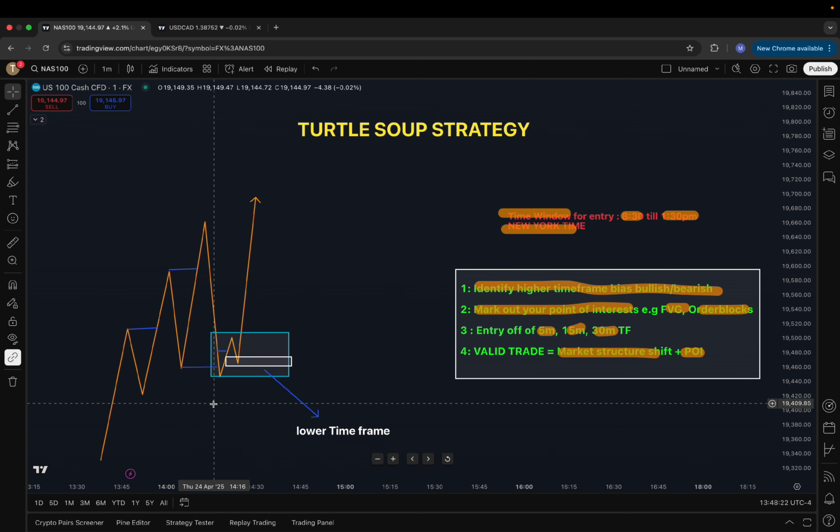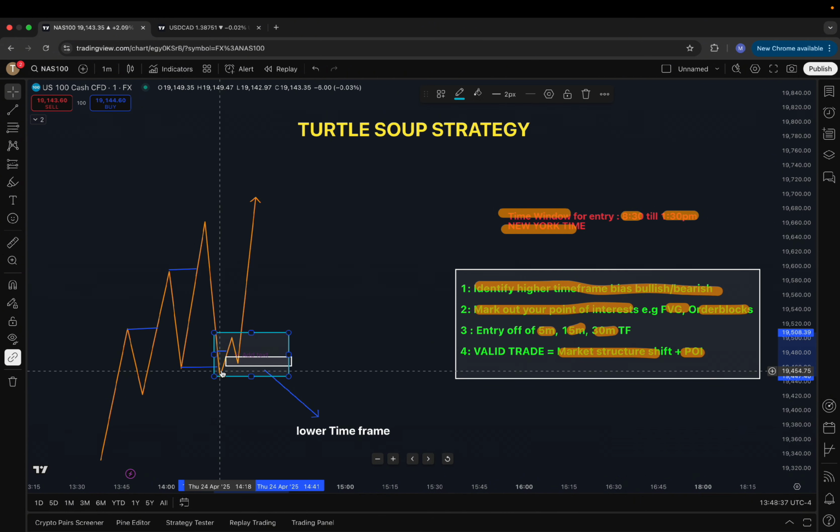And Turtle Soup, in other words, is pretty much a fake out where a lot of people's stop losses are resting right here, price takes them out, and then it moves in the opposite direction. Now I marked out this box because you can see a break of structure slash a market structure shift right here, and then a fair value gap right here. I'll just highlight it for you so it's more clear.